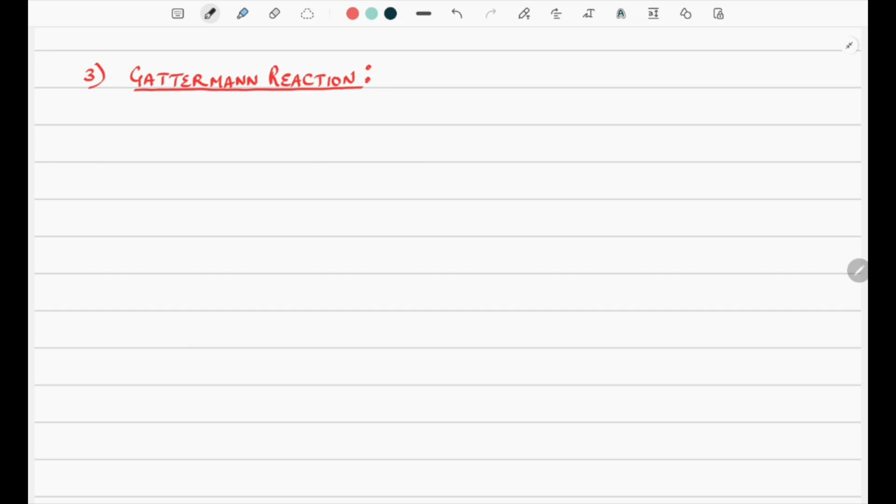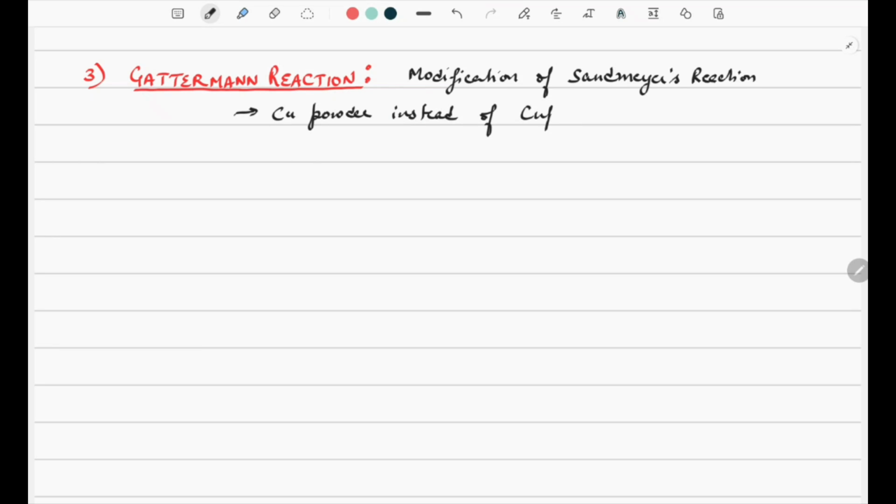The next method is known as the Gattermann reaction. What is so special about it is that it is a modification of Sandmeyer's reaction. And how does it modify it? It uses copper powder instead of cuprous halides. So this is the modification.